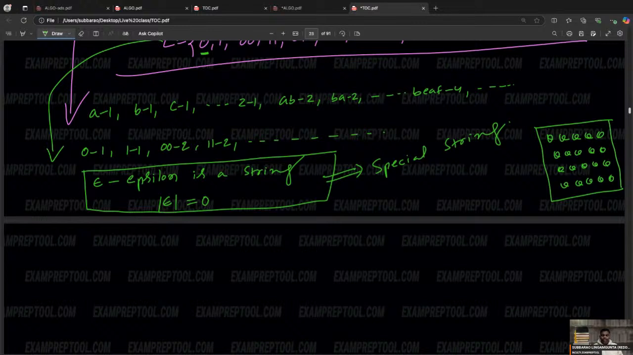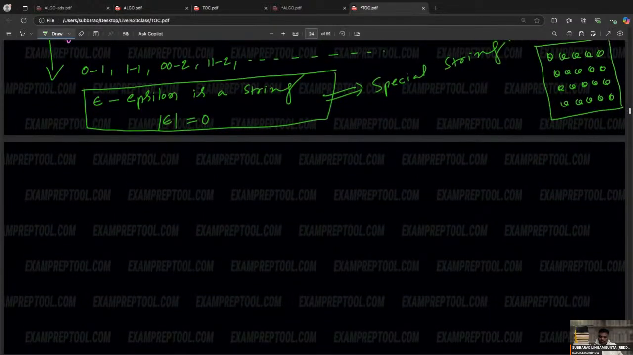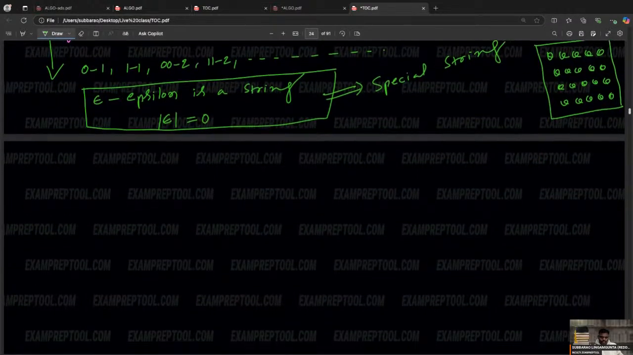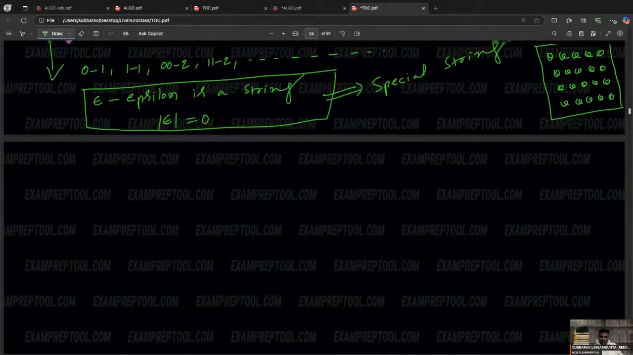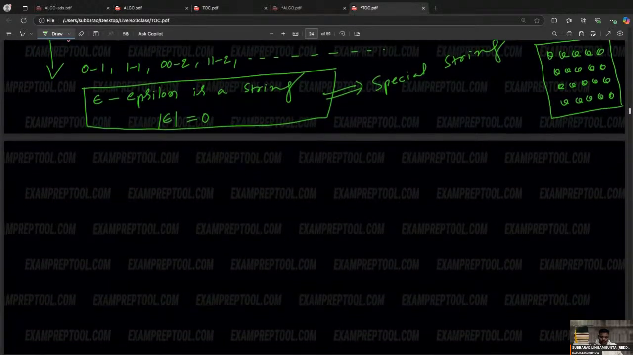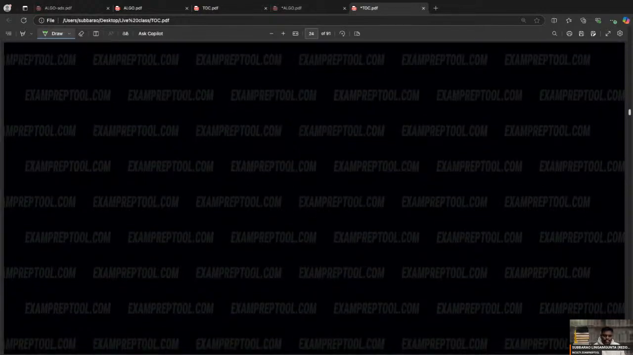Epsilon is a string whose length is 0. It is a special string. Now everyone is fine. Let's move to the next story. I think you got epsilon also. The major thing of the TOC subject is epsilon. Now come to the next story.